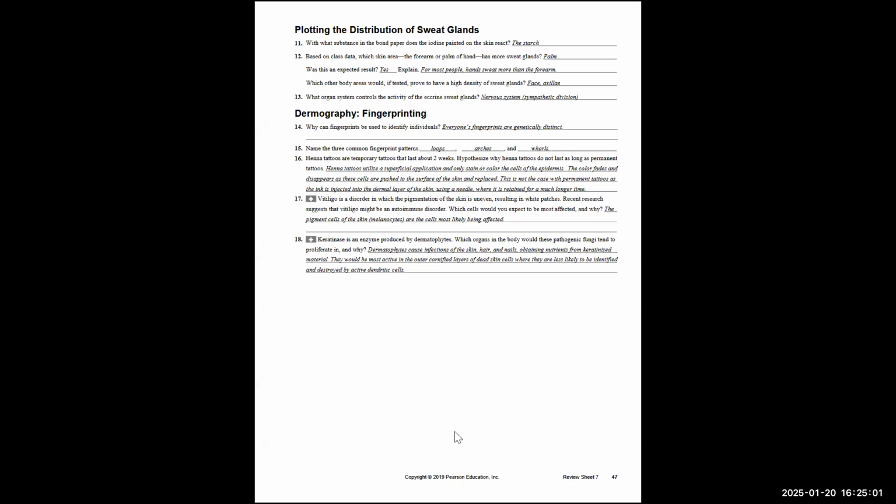Number 18. Keratinase is an enzyme. So we see ASE at the end of a word, we know that's an enzyme. It's an enzyme produced by dermatophytes. Which organs in the body would these pathogenic fungi tend to proliferate in and why? Well, dermatophytes cause infections of the skin, hair, and nails, obtaining nutrients from keratinized material. They would be most active in the outer cornified layers of dead skin cells, where they are less likely to be identified and destroyed by active dendritic immune cells.